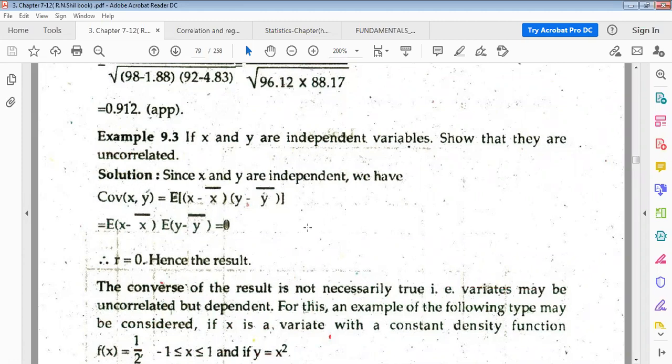We know the correlation coefficient between x and y equals the covariance of xy divided by the standard deviation of x into the standard deviation of y. Using this formula, r equals 0. That means we observe that r will be 0 when covariance of xy equals 0. According to the definition, r will be 0. So we have proved that x and y are uncorrelated. That means there is no correlation, because r equals 0.